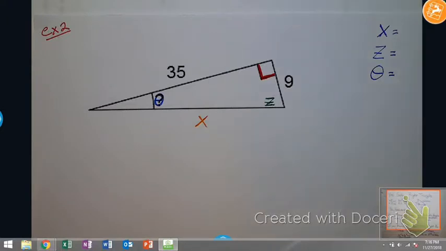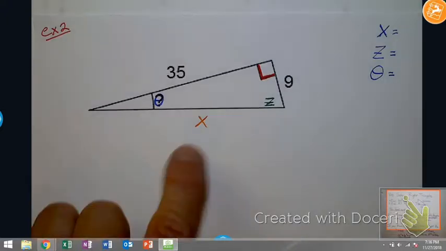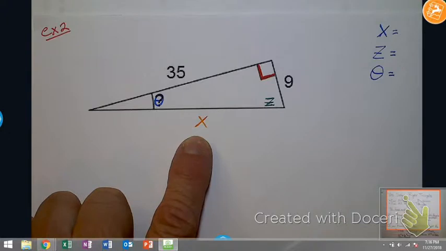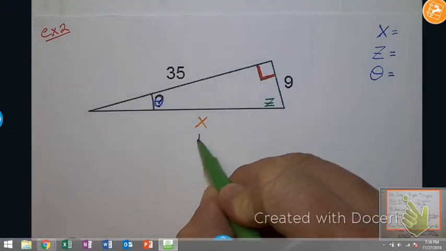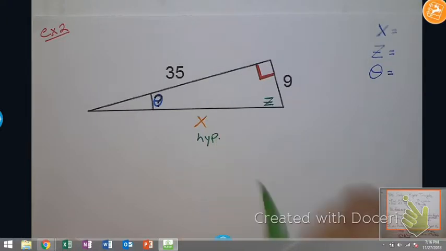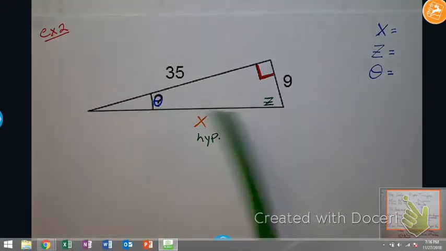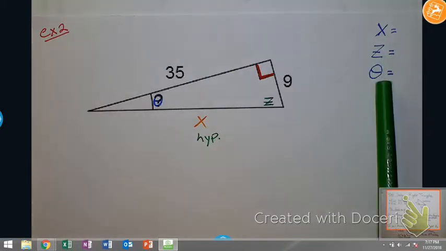To solve this right triangle, first we need to inspect it to understand what we need to solve for. First I noticed x. X is the missing side. If I look at the right angle, I also notice x is the hypotenuse. Let's label that now. Also looking at the triangle, I notice I'm missing both acute angles, theta and z. So to solve this right triangle, we're going to have to solve for x, z, and theta.